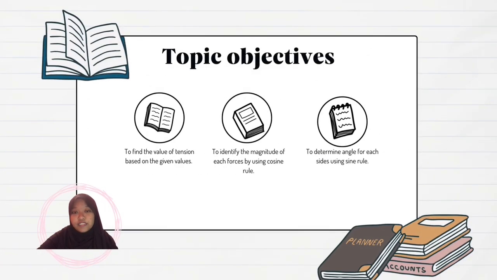So the next one is the topic objectives. The first objective is to find the value of tension based on the given values. The second objective is to identify the magnitude of each force by using the cosine rule. And the last objective is to determine the angle for each side using the sine rule.